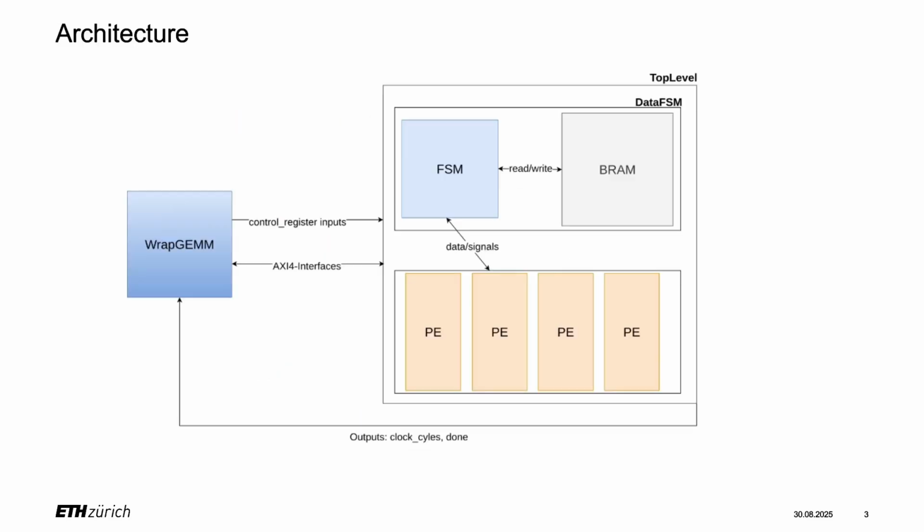This is the architecture of our accelerator. On the left we have the RepGem module, which manages communication from and to the CPU host. Inside the top level, the data FSM coordinates the data flow. The finite state machine controls reads and writes to VRAM and FPGA HBM, and also drives signals to the processing elements, which perform the actual accumulation and subtraction. Finally, the outputs such as clock cycles and done signal are reported back through the RepGem to the host.